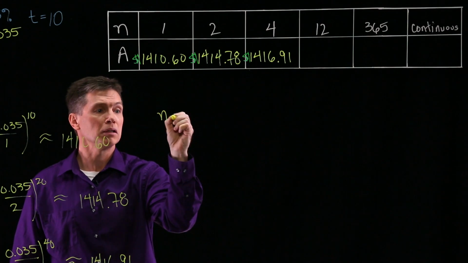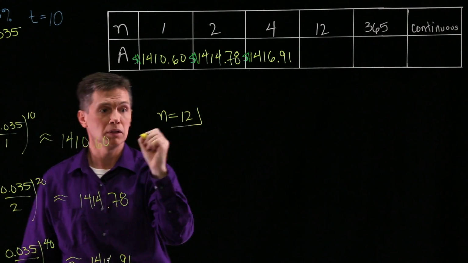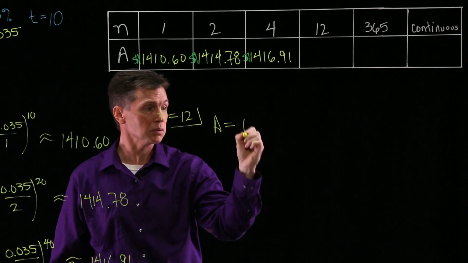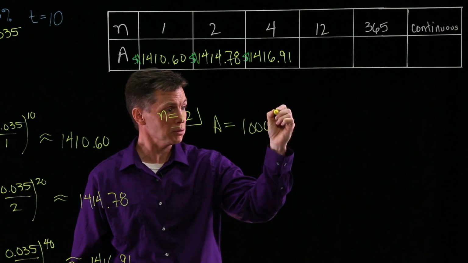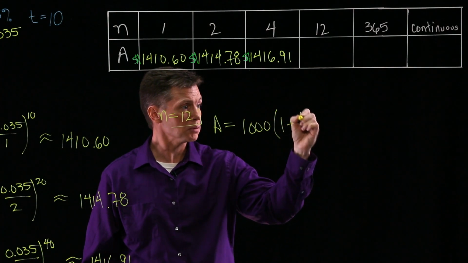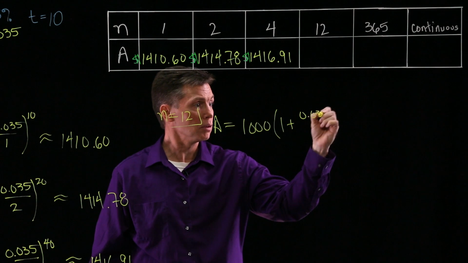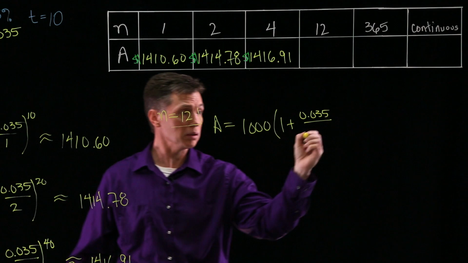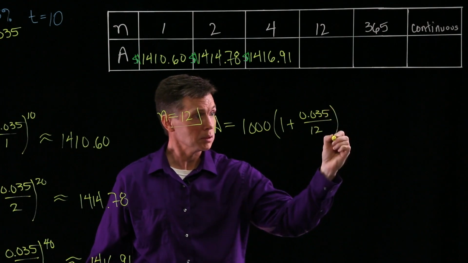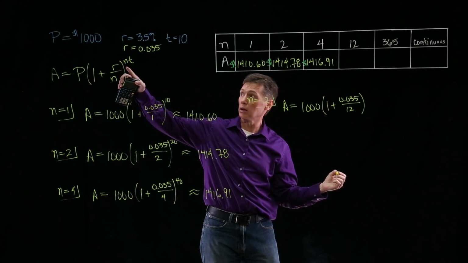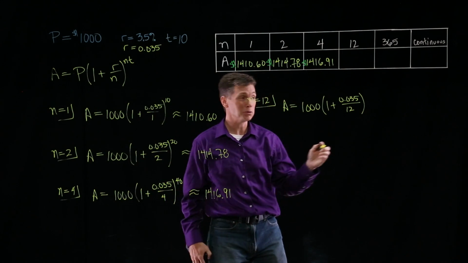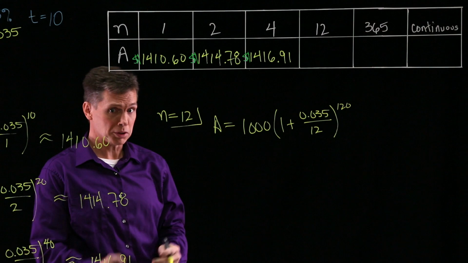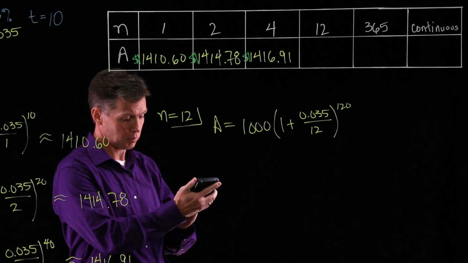Next for me will be n equals 12. And I just keep going back to that formula. A equals, my P is still 1,000, 1 plus, my rate is still 0.035. What's different is my n value of 12. I divide by 12 here. And the exponent is 12 times that 10. I think I can still do that in my head, 120. Okay, plug and chug on the calculator.